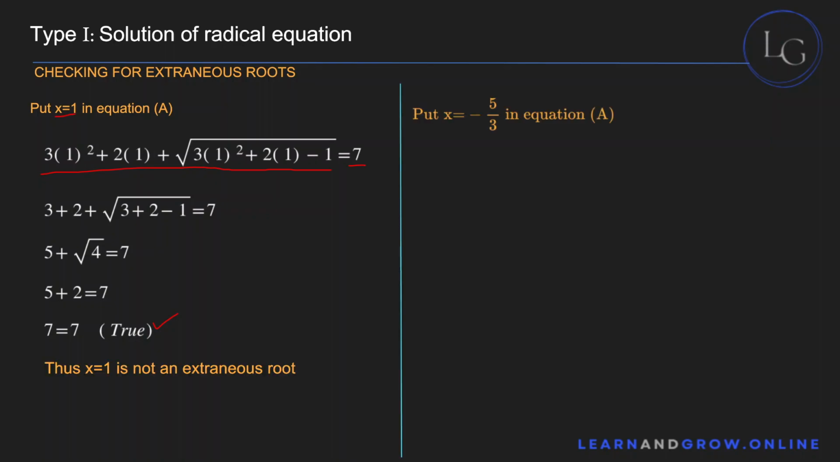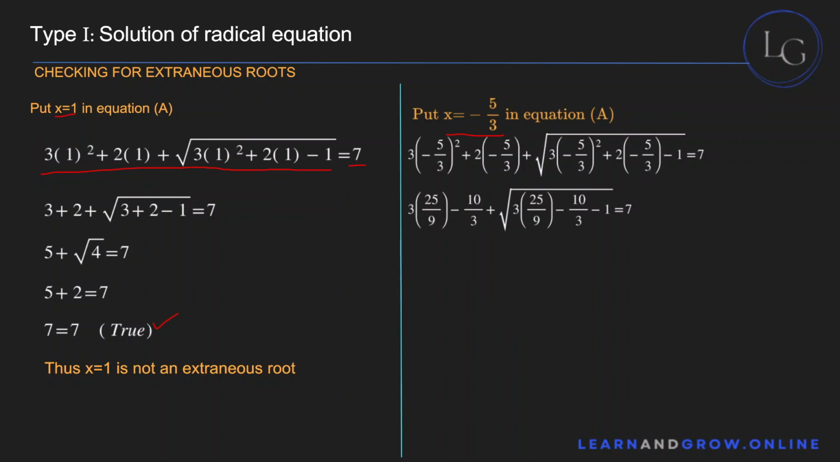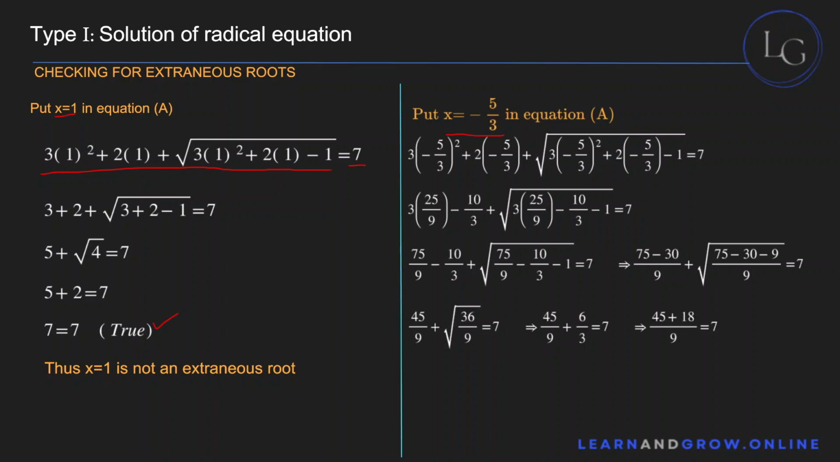Now when you plug in another solution, x is equal to minus 5 by 3 in the same original equation that you had in the question, now you'll check again to see if the left hand side is equal to the right hand side, and then you'll solve this whole equation, and after that you'll get left hand side is equal to right hand side indeed. So this is also true. So this is not an extraneous root.